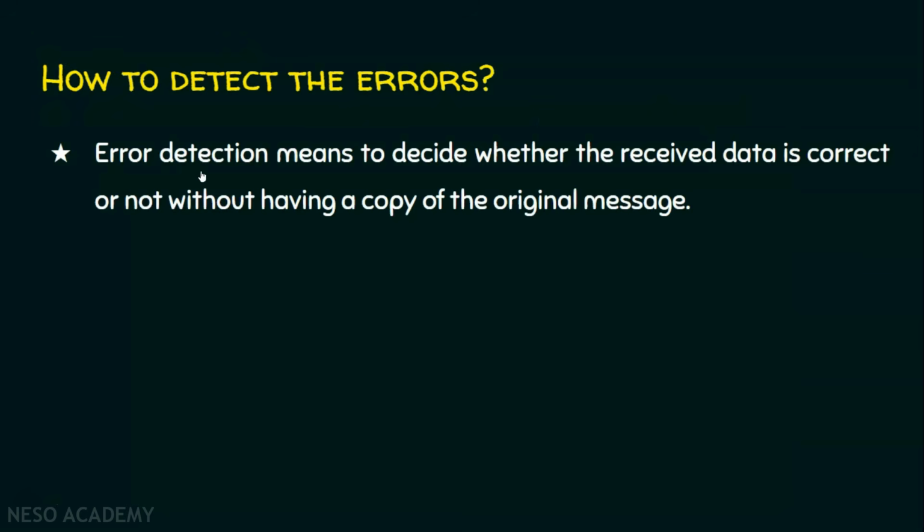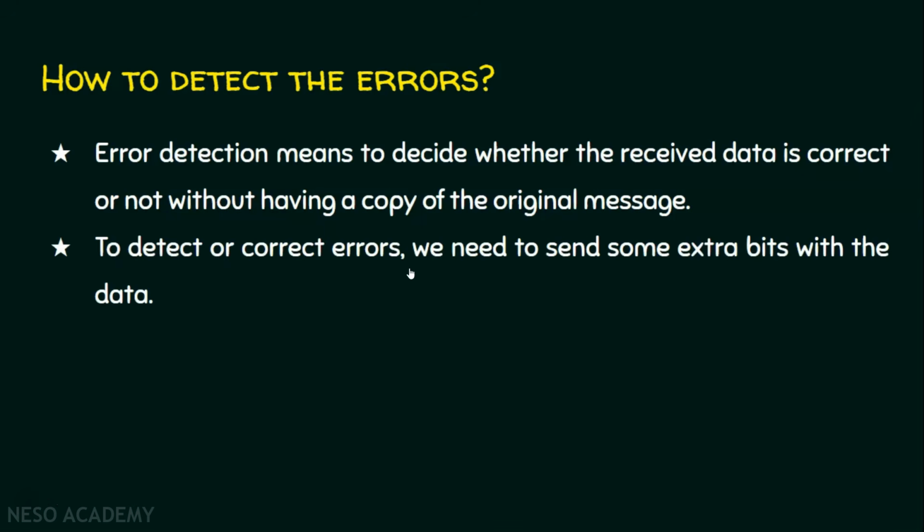Generally, error detection will be done by the receiver. It means the receiver has to decide whether the received data is correct or not without having a copy of the original message. The receiver normally will not have the original message because the original message itself has been corrupted by transmission errors. Now how to detect these errors? When we send only the original message, it's very difficult for the receiver to know whether there is an error or not. So with the message, some additional information has to be sent by the sender so that this additional information will help the receiver to find out whether there is an error in the data that is being transmitted.